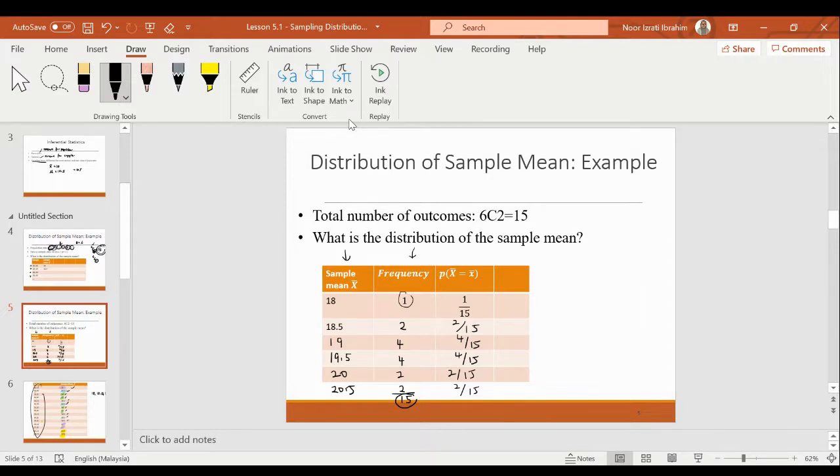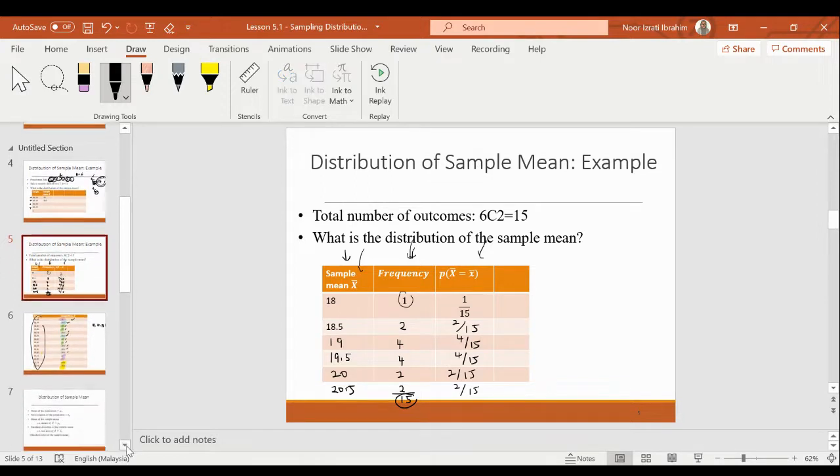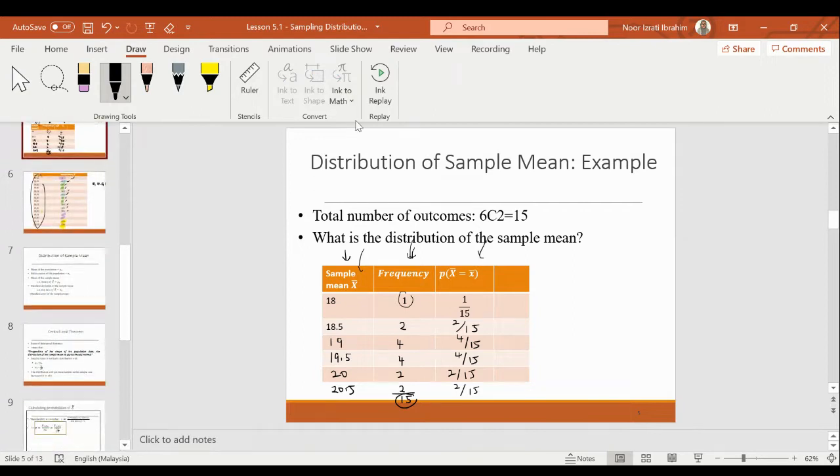Okay, from the sample, you find the sample mean, and then you can get the frequency, and you can calculate the probability of the sample mean. This is the case when you are given the outcome, when you are given the data. So this is from the original data. You take a sample, and then you find the mean, and then you find the frequency, and then calculate the probability. All right, that is sample mean.